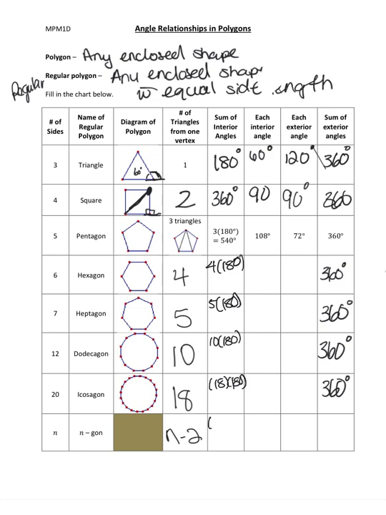And then this would just be n minus 2 times 180. All right. Each interior angle is going to be the number that you got here divided by the number of triangles, or the number of sides that you can make.